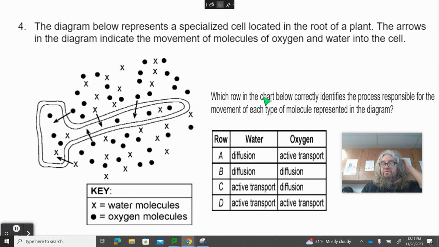Which row in the chart correctly identifies the process responsible for the movement of each type of molecule represented? Is it row A, diffusion and active transport? Row B, diffusion and diffusion? Row C, active transport and diffusion? Or row D, active transport and active transport?